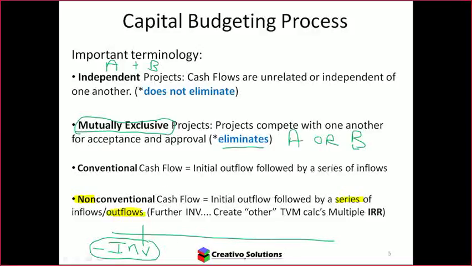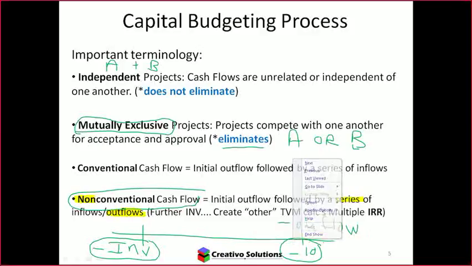And then later on in the project's life, you might have another negative 10. Okay, because you've got another negative amount here in terms of outflow, this is non-conventional because it creates a problem: I don't have one IRR, I'll have multiple IRRs when I have initial investments that occur over the life of the project. Make sense?